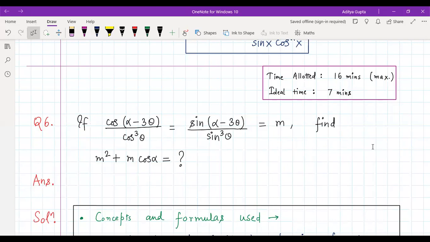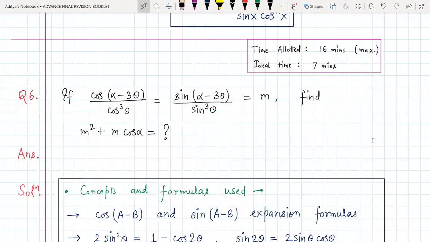So the time allotted maximum for this question would be 16 minutes, and ideally you should try to do it within 7 minutes. So you can pause the video, try the question out yourself, and then return back to have a look at the solution. So I hope you all have returned back. Now let us discuss as to how this question can be solved. So the answer of this question, first of all, would be 2. Okay, 2 is the correct answer.